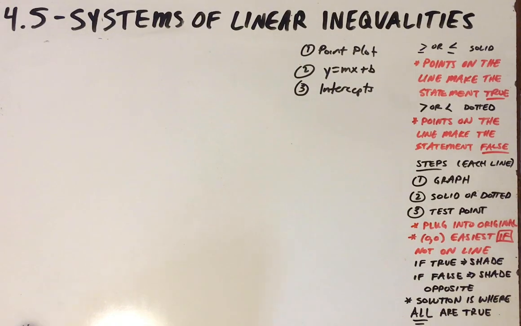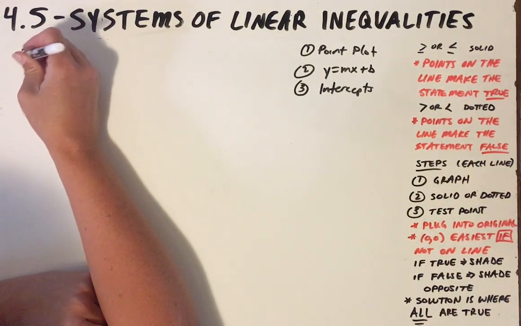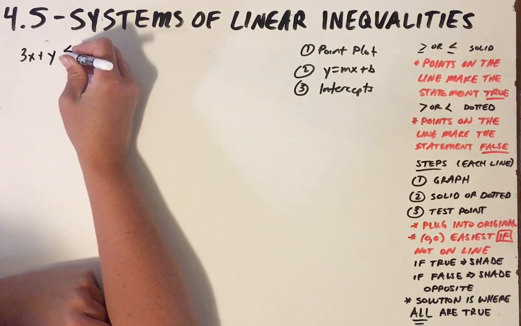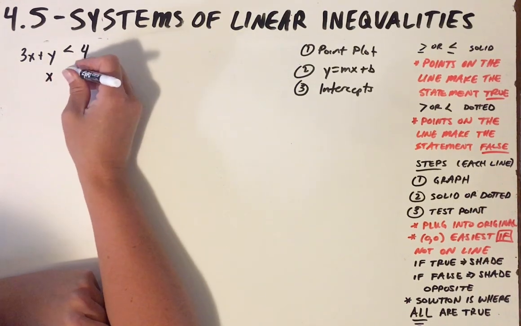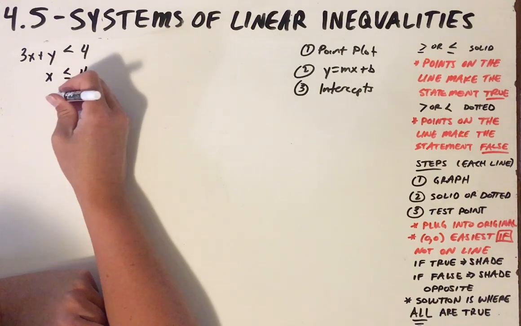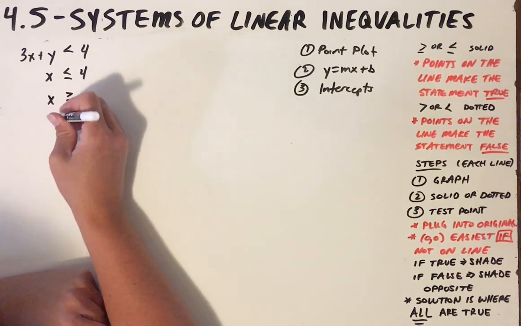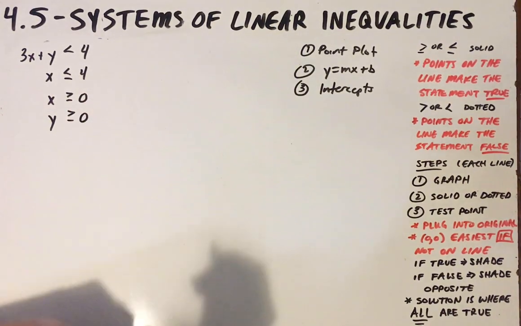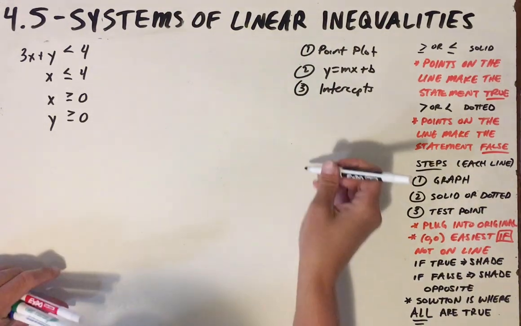This time we're going to do a system of 4. You won't have any more than 4, so this one is going to be 3x plus y is less than 4. X is less than or equal to 4. X is greater than or equal to 0. And y is greater than or equal to 0. Okay, so what does this one look like?